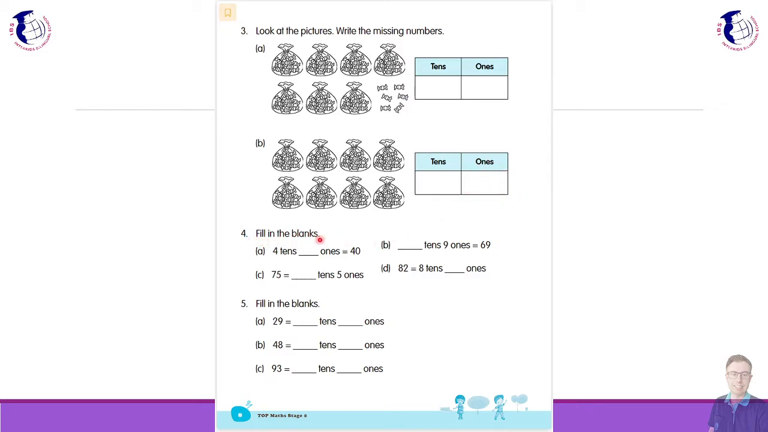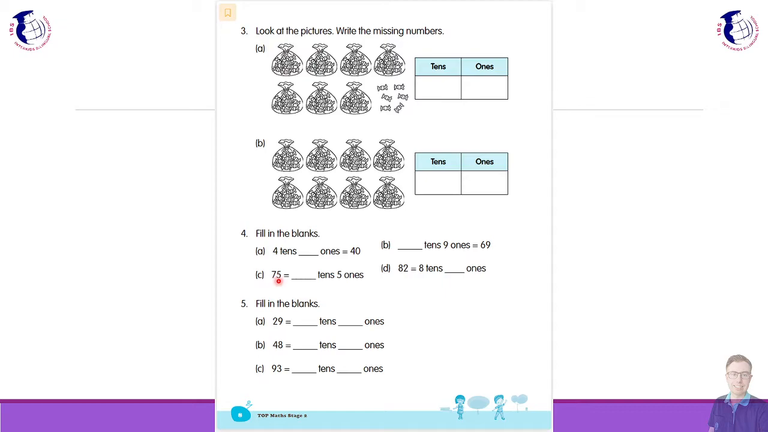Number 4, fill in the blanks. So here we have 4 tens, and how many ones to make 40? So you got to think, how many more do you need to get from 4 tens to 40? Write your number there. And then on this one, how many tens and 9 ones make 69? So remember, look at the place values here. 9 is in the ones place value, so your number for your tens place value is going to be here.